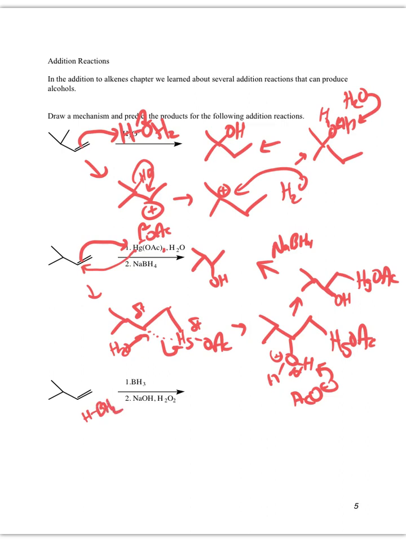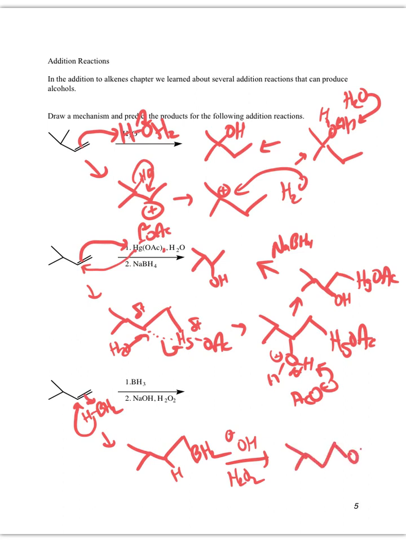Now in the next one, the pi bond attacks the least electronegative atom, which is a boron. The hydrogen adds to the more substituted carbon right at once, so the hydrogen and the boron add at the same time. And then with the hydroxide and hydrogen peroxide, we replace the boron with an oxygen, because that's all we have around.